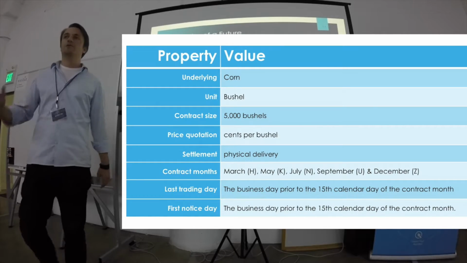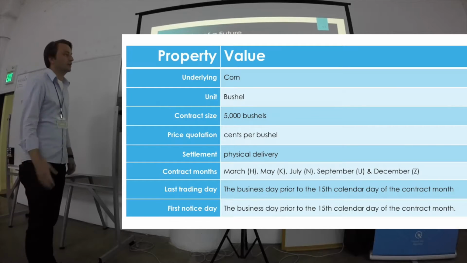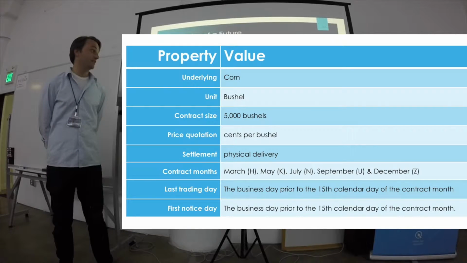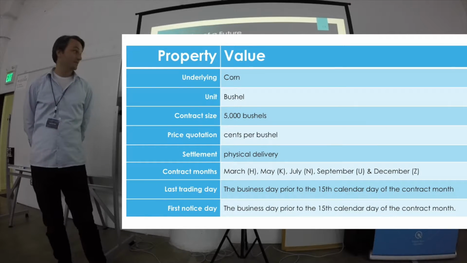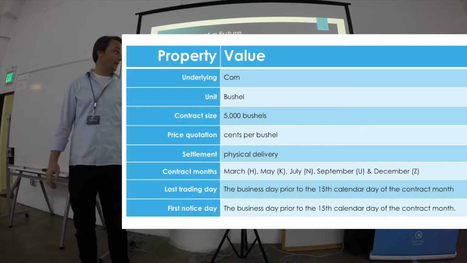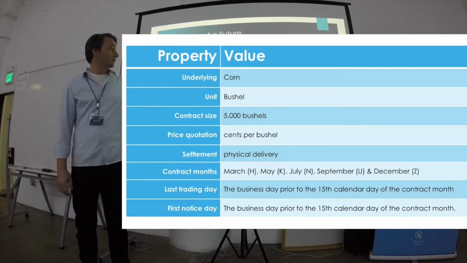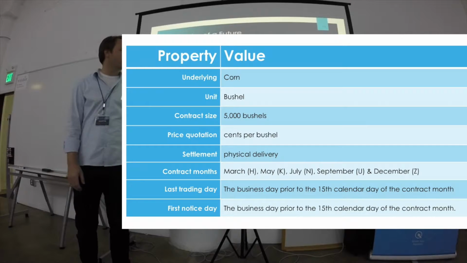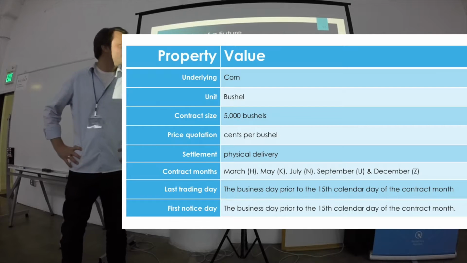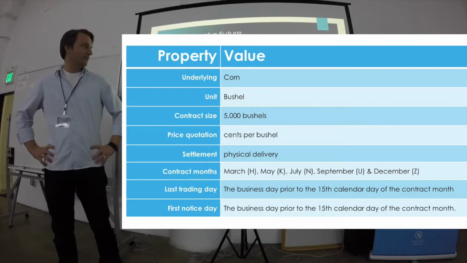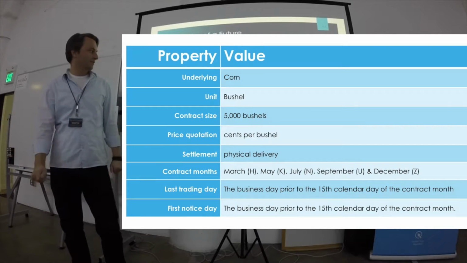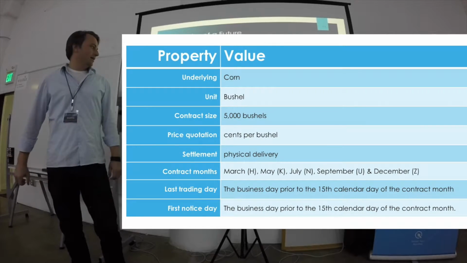Not more, not less, always 5,000. And the price quotation, in this case, is cents per bushel. And what is the settlement? Physical delivery. And then there are the contract months. Not every future has a contract in every month. So in this case, this is an agricultural commodity. This would represent in some way, don't ask me how, but in some way this represents the crop cycle. Usually there is a December contract, so this is something that you can rely on.